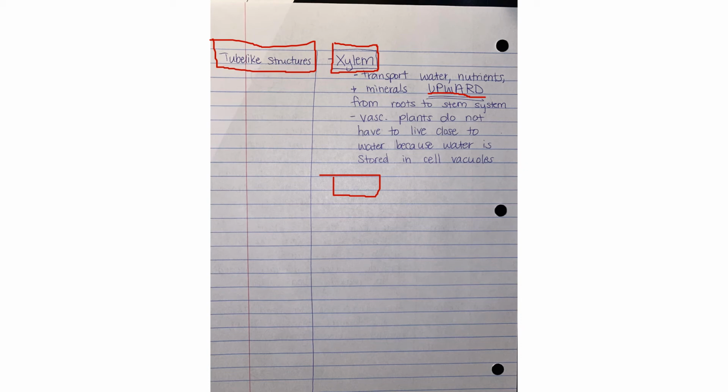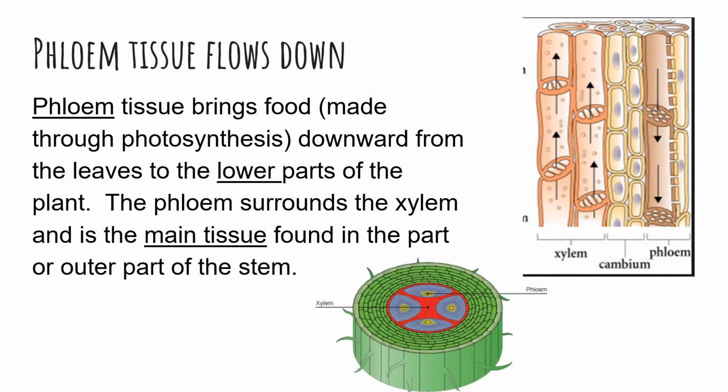And because of this, vascular plants do not have to live close to water because the water is stored in the cell vacuoles. All right, so the second type of tissue is the phloem, okay?